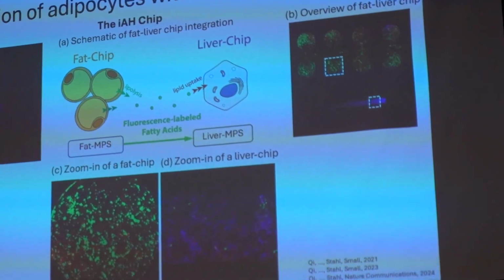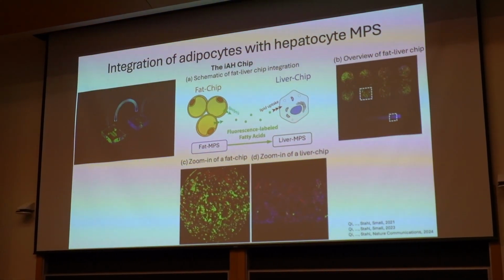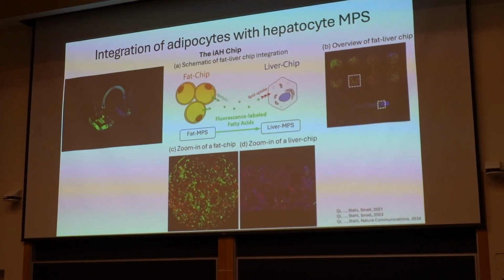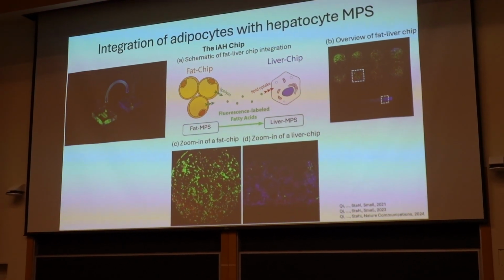So we have now optimized differentiation protocols for the iPS cells to create adipose tissue. These here are the white adipocytes. They are stained for their lipid droplets, and they form these nice three-dimensional clusters. You can see here, this is about the real size. They are very small wells.